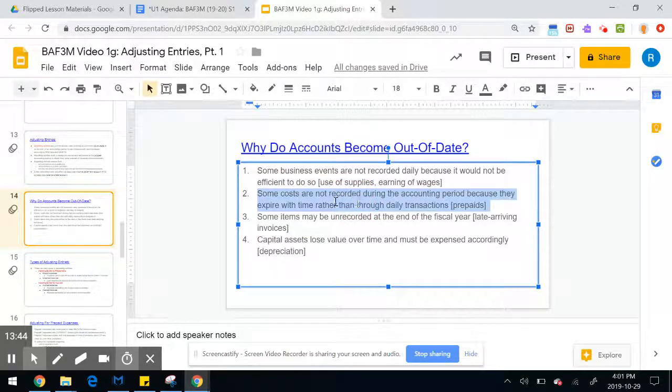Also, some costs are not recorded during the accounting period because they expire with time rather than through daily transactions. So this refers to prepaid insurance. We paid for prepaid insurance at the beginning, but it just expires over the course of time. So at the end of a month, what we should do is decrease the value of the asset prepaid insurance that we paid for ahead of time, just a little bit, to reflect the fact that it's no longer worth 600. It's now only worth 550 because we used a little bit of it.